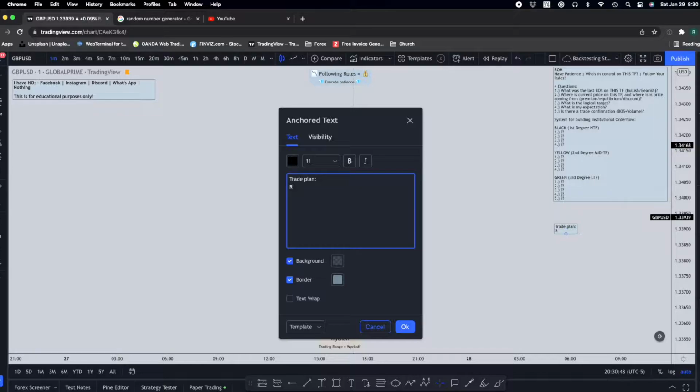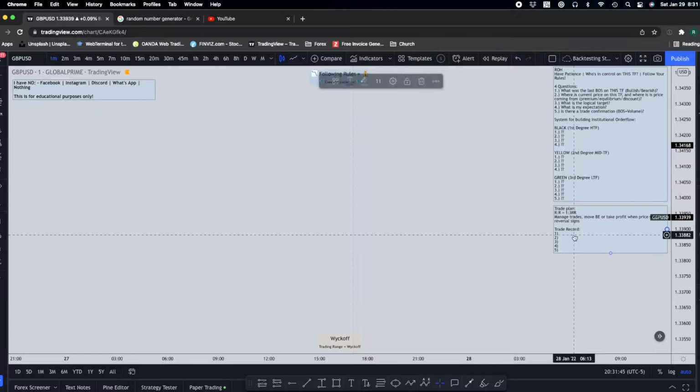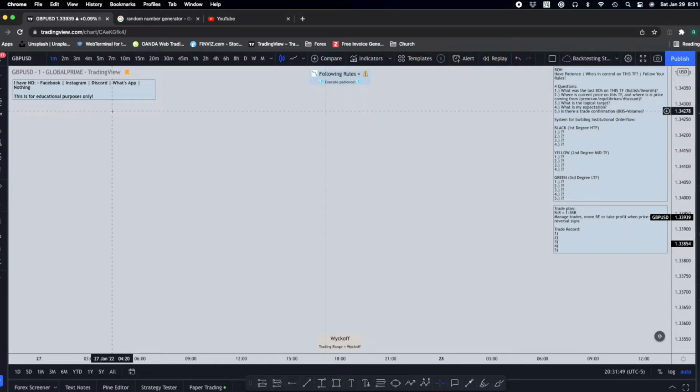We will, R to R will be 1 to 3. That's the trade plan. We just manage trades, all right, as normal. Move to BE, or take profit when price shows reversal signs. All right, text wrap. And then trade record, total number of 5 trades. So we are taking, okay, this is it. That's the plan. Nothing more, nothing less. 1 minute will be our entry as normal.